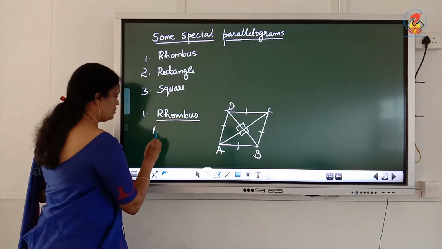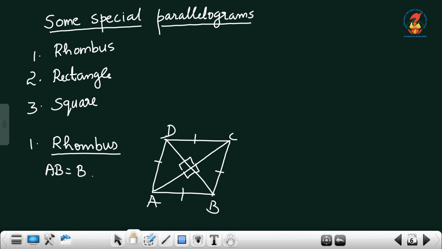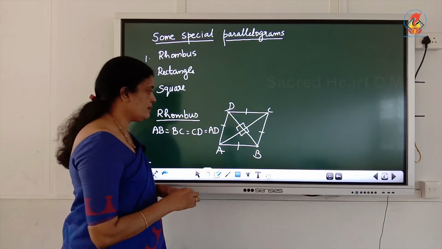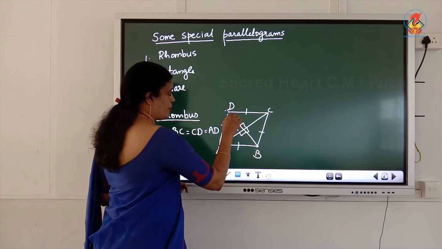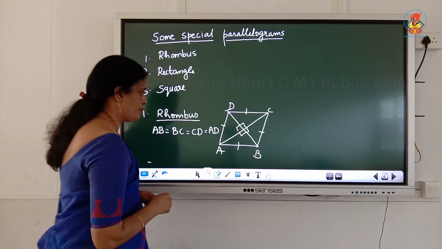AB equal to BC equal to CD equal to AD. It has all the properties of parallelograms. It has one more property also there. The diagonals perpendicular bisect each other.